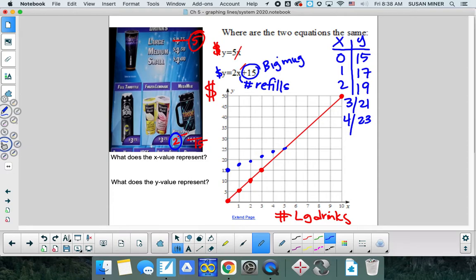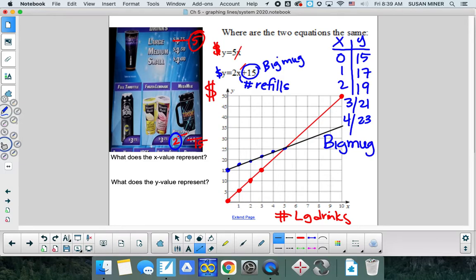Oh yeah, now we're going in the right direction. Now I can kind of see where that line's going. I don't want to do that. I want to get a straight line here. Let's get my straight line going. Switch over to my straight line now and get that going in the right direction. Okay, great. So now we can see this is the line that represents my big mug. And this is the line that represents just buying a large drink every time.